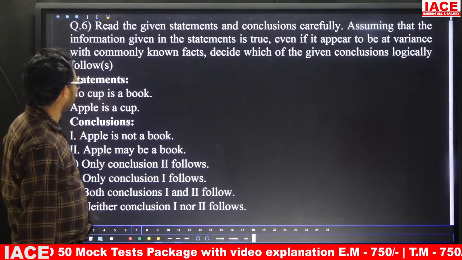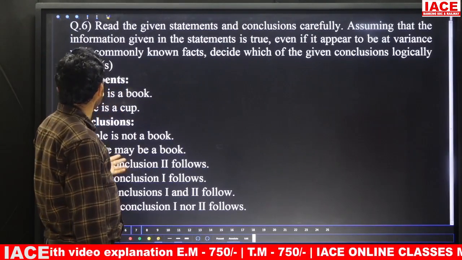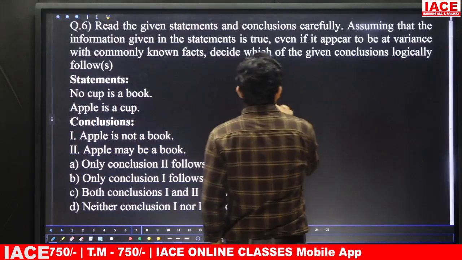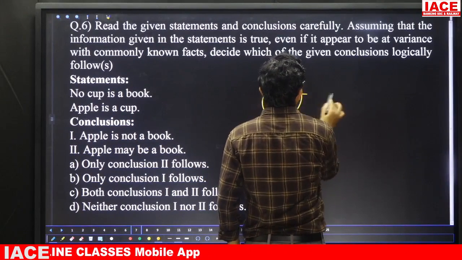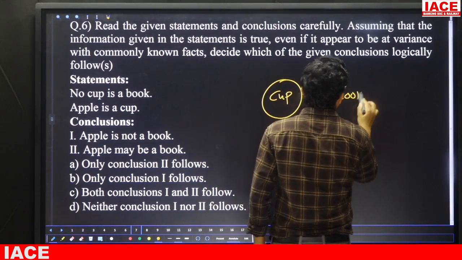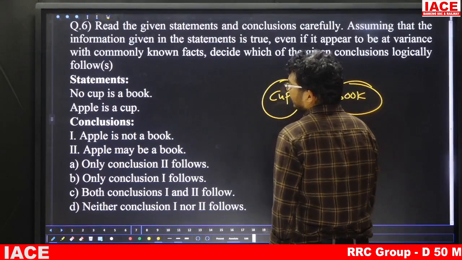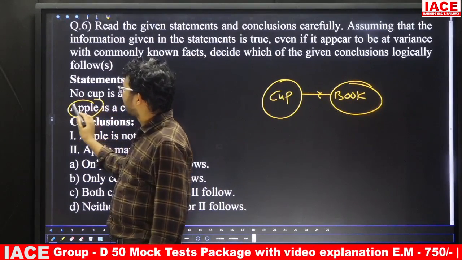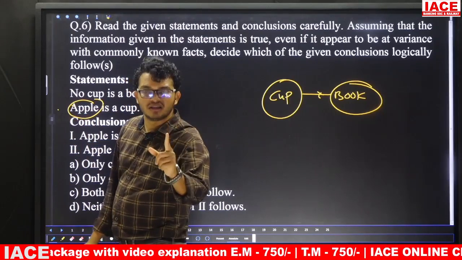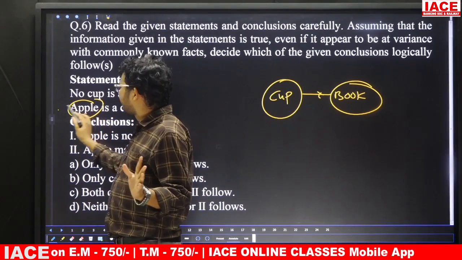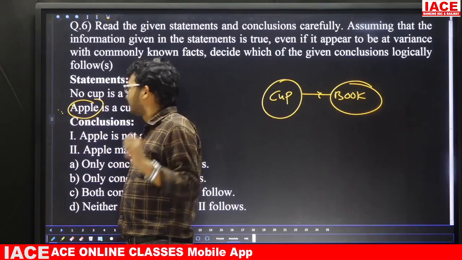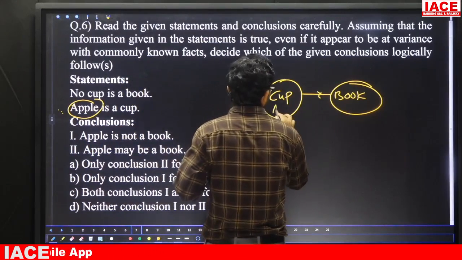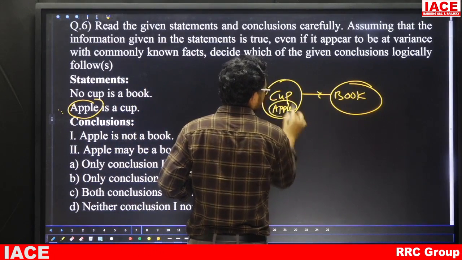Question number 6. Here again the question is from syllogism. Take the given statements. No cup is a book. Friends, take care. Next, second one: Apple is a cup. Remember, before the subject if nothing is given, consider it as all. That means all apples are cups.